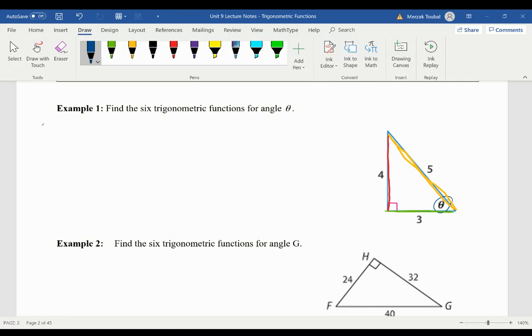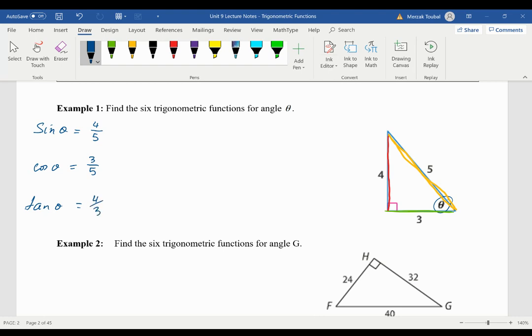So let's start with sine. Sine theta will be the opposite over hypotenuse, which is 4 over 5. And then if we do cosine theta, it would be adjacent over hypotenuse, which is 3 over 5. And then tangent theta, which is opposite over adjacent, which would be 4 over 3.